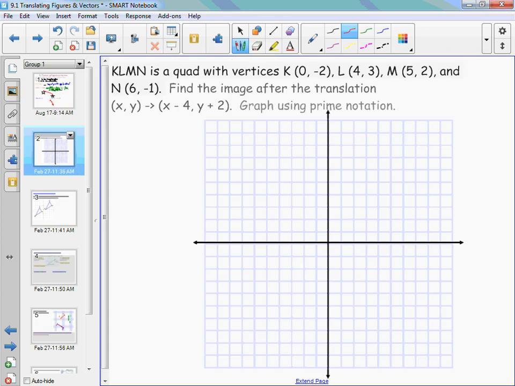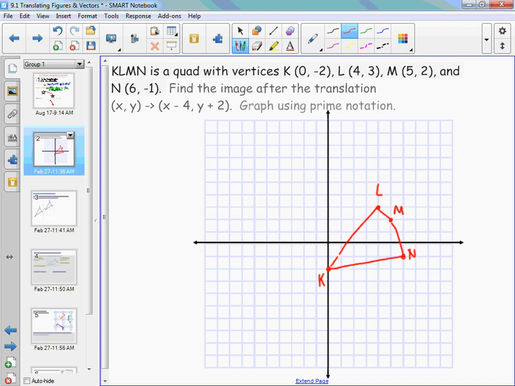In this example, KLMN is a quad with vertices. K is (0, -2), L is (4, 3), M is (5, 2), and N is (6, -1). So find the image after the translation. First thing you need to do is you need to plot KLMN. And once we've done that, we will connect.